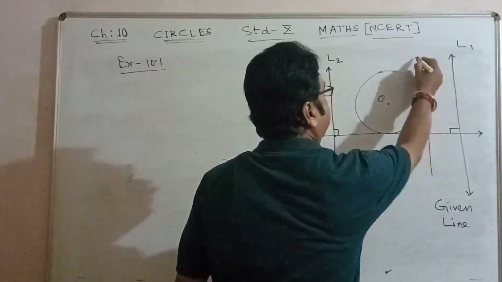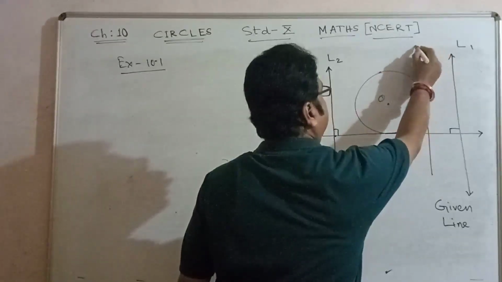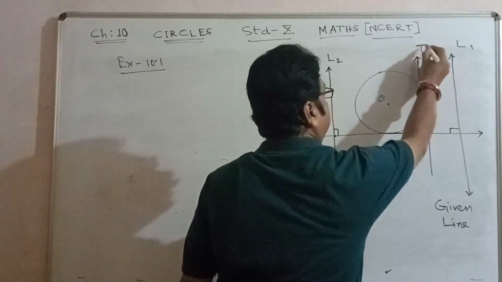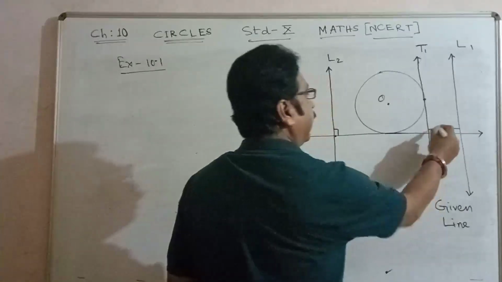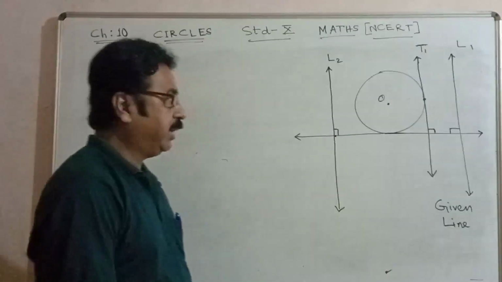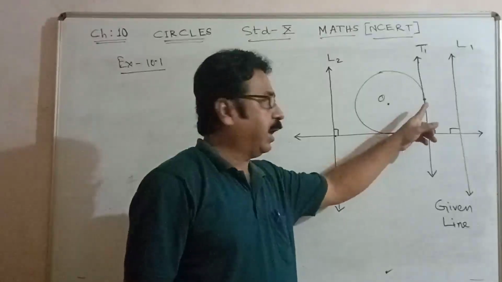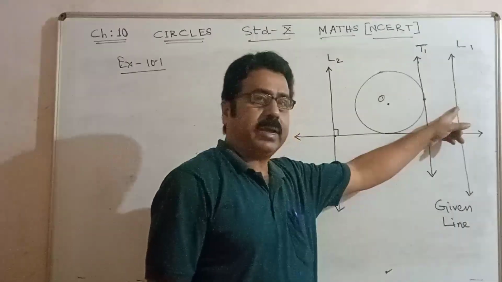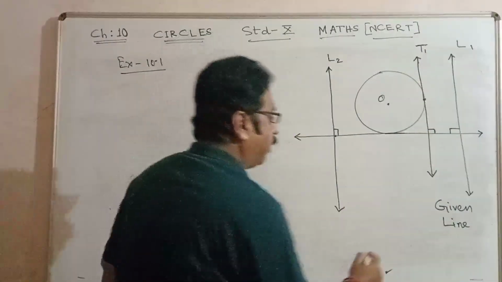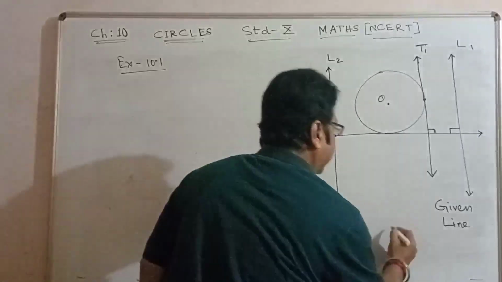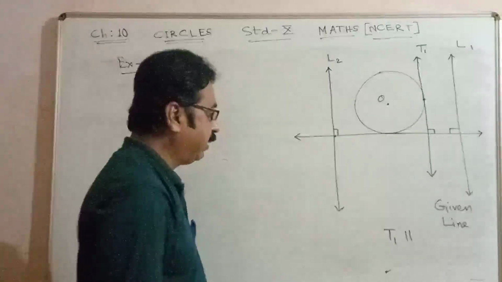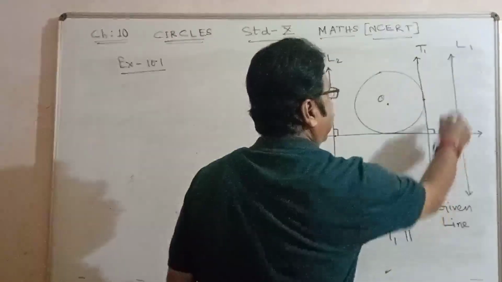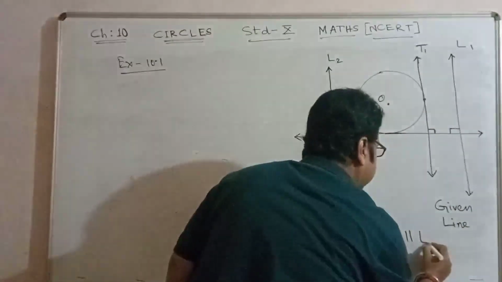This is a tangent. Suppose T1, we have to draw here 90 degree. Then 90 plus 90, 180 degree. It is a tangent and it is parallel to the given line. That means T1 is parallel to, symbolically I have written parallel to. T1 is the tangent parallel to the given line L1.